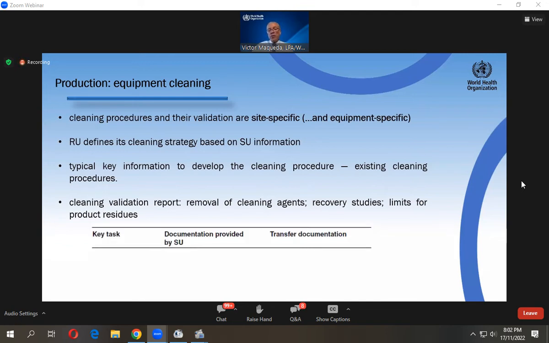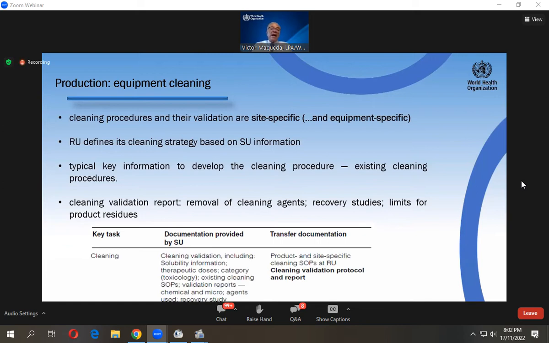This is coming also from the current WHO TRS, tech transfer. And as you can see, we have key tasks regarding cleaning and the documentation provided by the sending unit. Of course, cleaning validation, solubility information, therapeutic doses, category, toxicology, existing cleaning SOPs, validation reports, chemical and micro agents used, and I include there any type of detergents used, if used, and of course a recovery study.